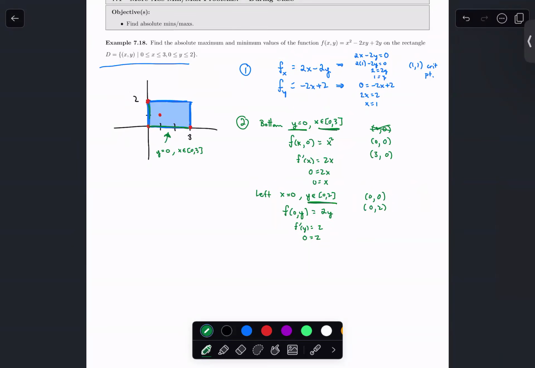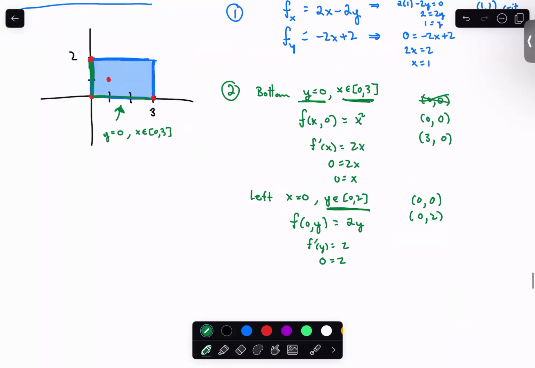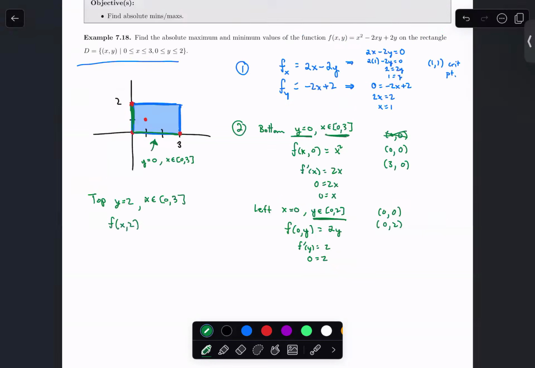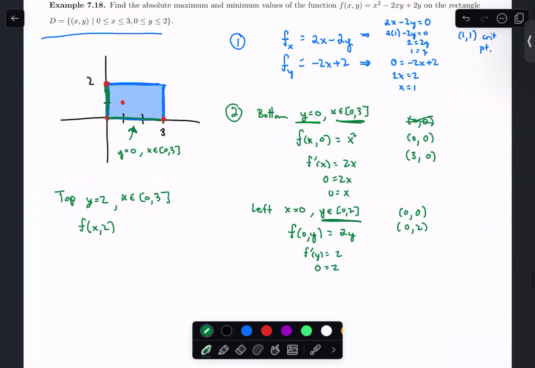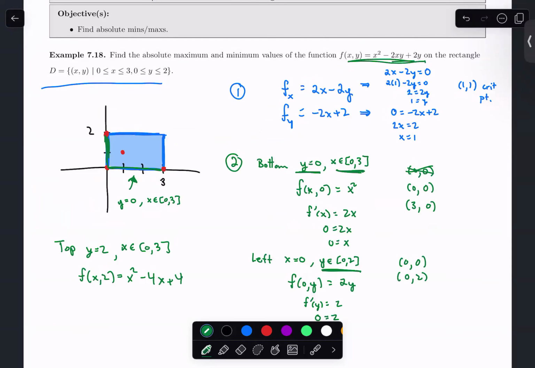Okay, we have 2 sides down. Let's do maybe the top side. So the top side, I'm going to include it over here. This is where y is equal to 2 and x ranges between 0 to 3. In this case, I'm going to plug in a 2 everywhere I see a y. So I'm going to have x squared minus 4x plus 4. You can barely see it up here, but this is my original equation, right? And again, I'm plugging in a 2 everywhere I see a y.